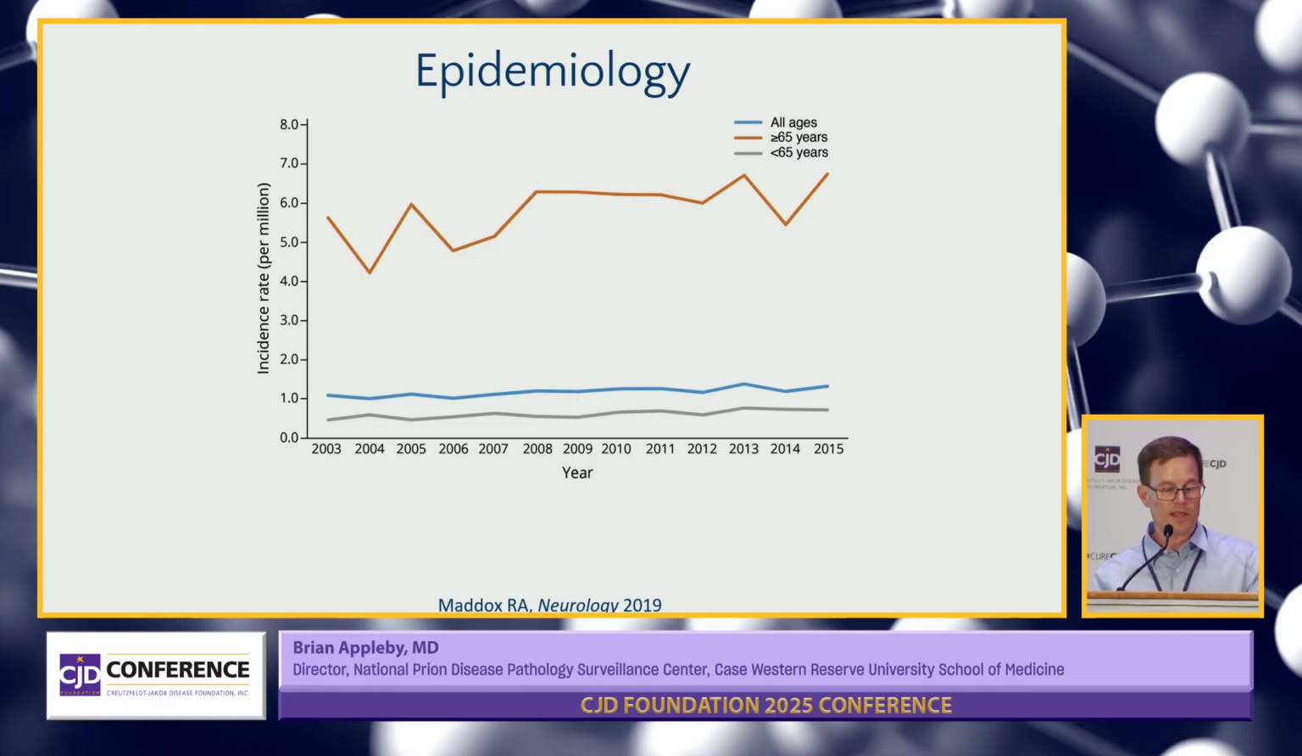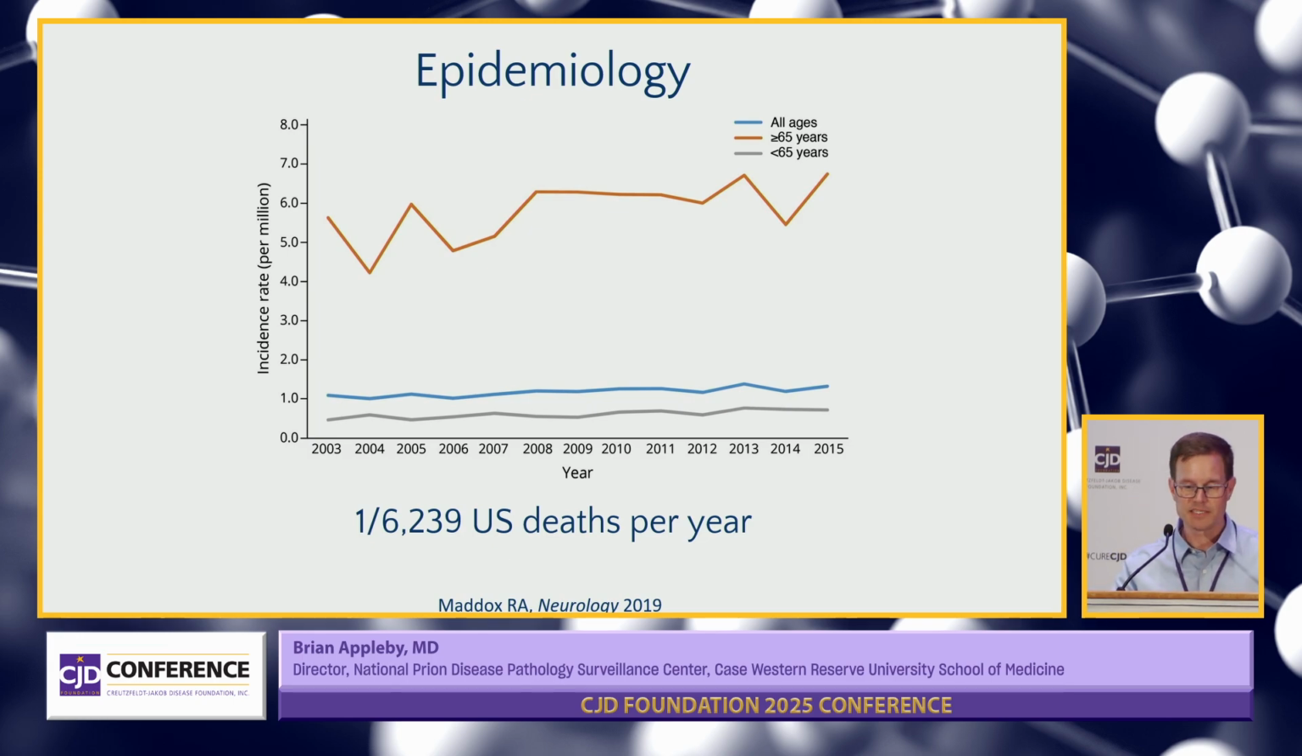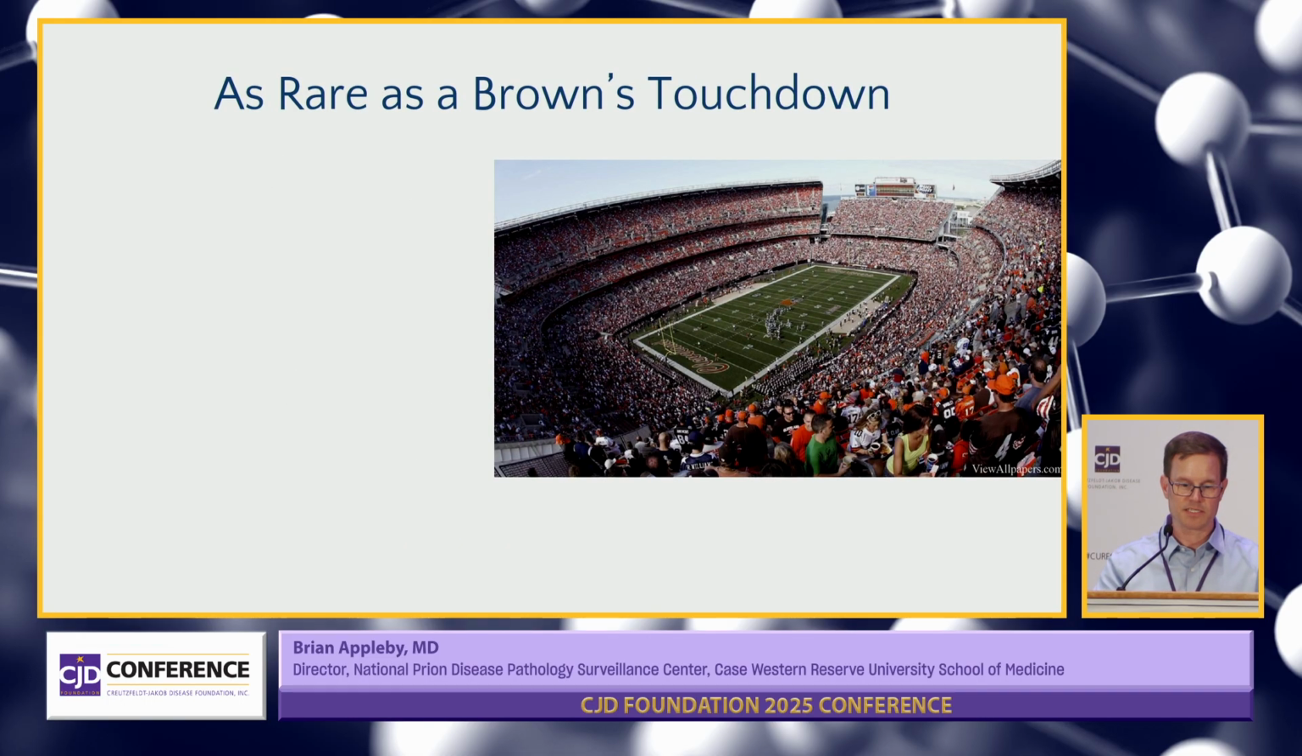So the number that we like to use is lifetime frequency. And this is also the number of deaths that happen in the US every year due to CJD. It's about 1 in 6,000 deaths. That's a lifetime frequency. So not as rare as probably most people think. And that's probably because we usually talk about this in incidence and probably misportray how frequently it is. So another way of looking at this, and I apologize to any Cleveland Browns fans, but CJD is essentially as rare as a Browns touchdown.